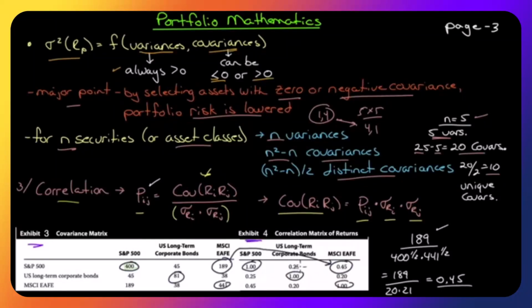I will let you recover all of the other numbers. We know how to get this diagonal. We know how to get the 0.45. There's only 0.25 and 0.2 to go because the ones below the diagonal are exactly the same as the ones above the diagonal.